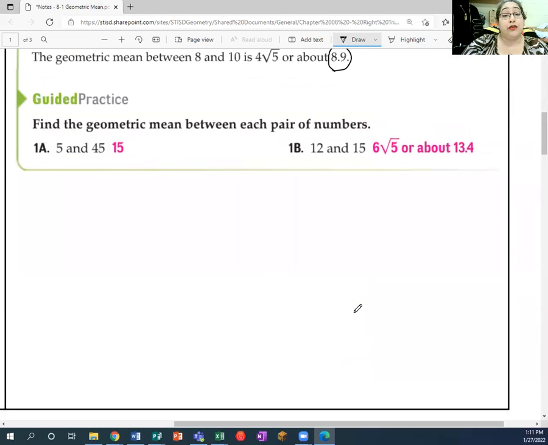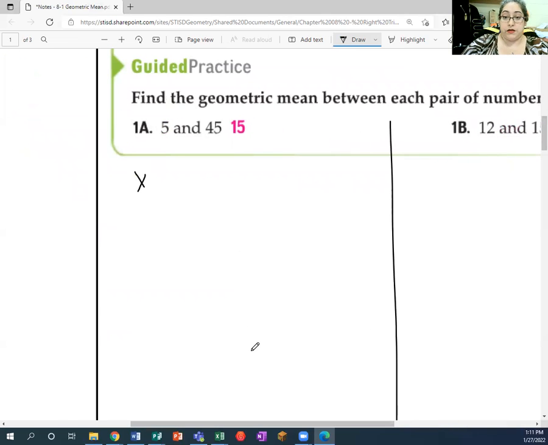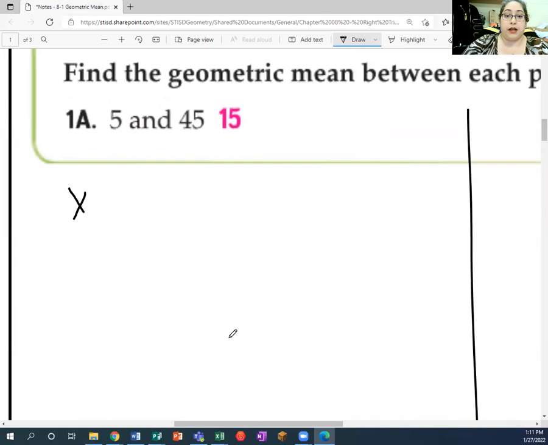Let's go ahead and do a few more. I've got some guided practices here. So I want to find the geometric mean between these pairs of numbers. I've already given you the answers, so let's figure out how they did that. I'm going to start off first with the formula for geometric mean, and let me zoom in a little closer on my workspace so we can see what I'm writing.